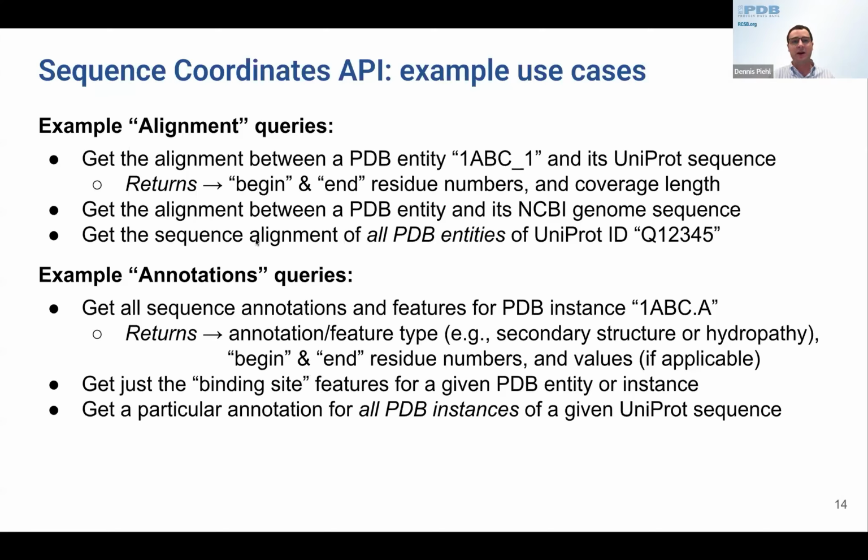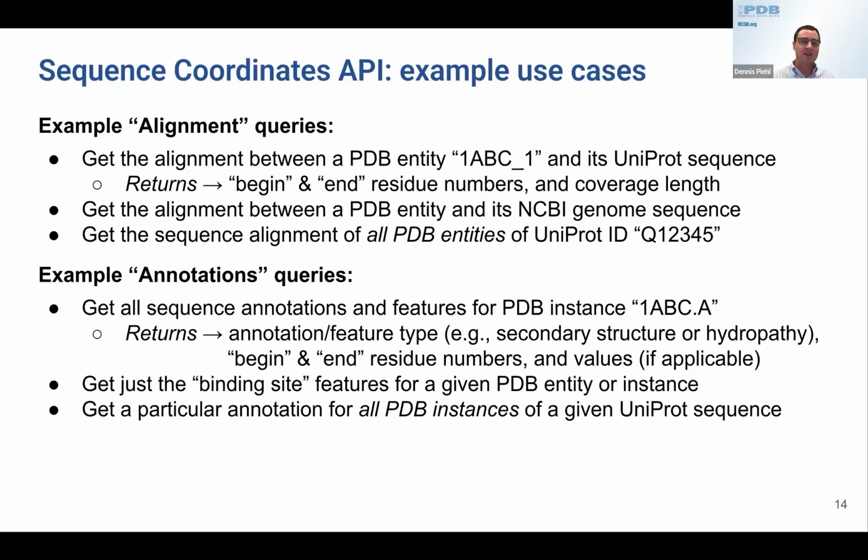You can also do this by getting the alignment between the PDB entity and its NCBI genome sequence, so you can find where this protein was encoded in its corresponding genome. And you can also get the sequence alignment of all PDB entities within a given UniProt ID. So for a lot of structures on the PDB, a lot of them might share the same UniProt ID, so you can actually just get all PDB entities at once by just querying the UniProt ID.